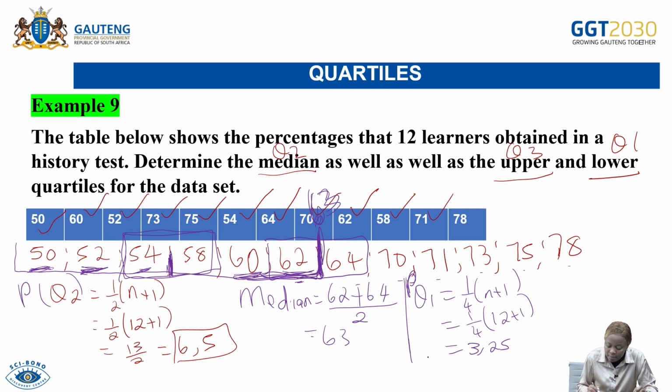Okay, so I say my lower quartile, Q1, is equal to 54 plus 58, then I divide by 2, ne? So 54 plus 58 gives you 112. Then if you divide it by 2, you get 56. So your Q1 is given as 56. Okay, and then from there I can move to Q3.